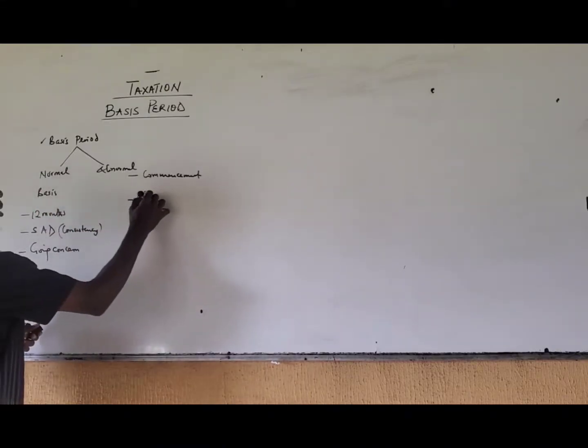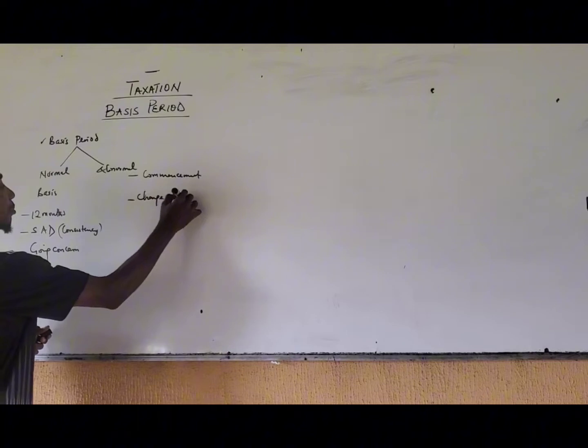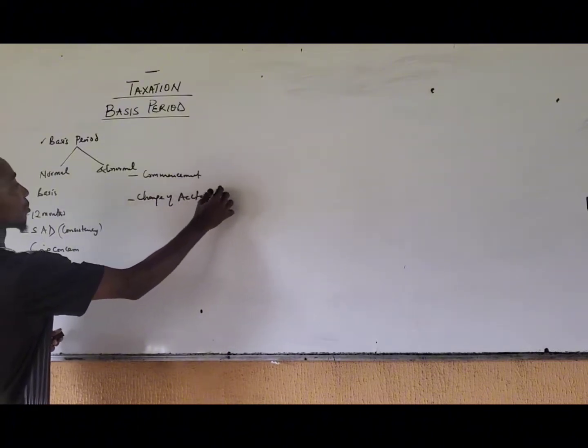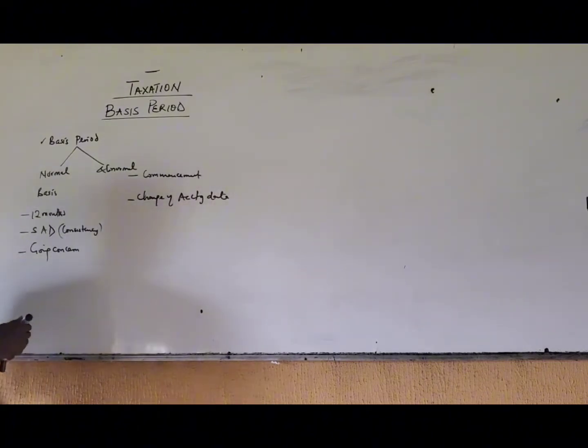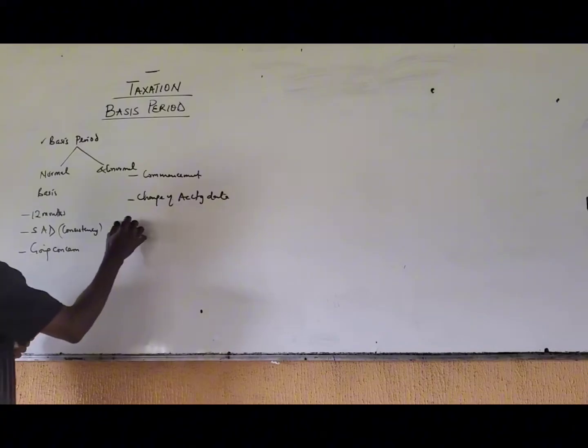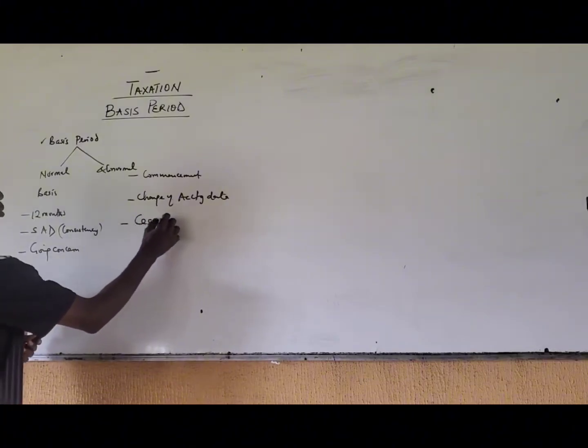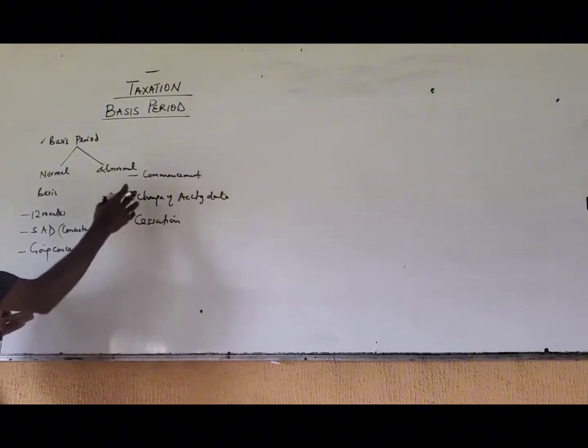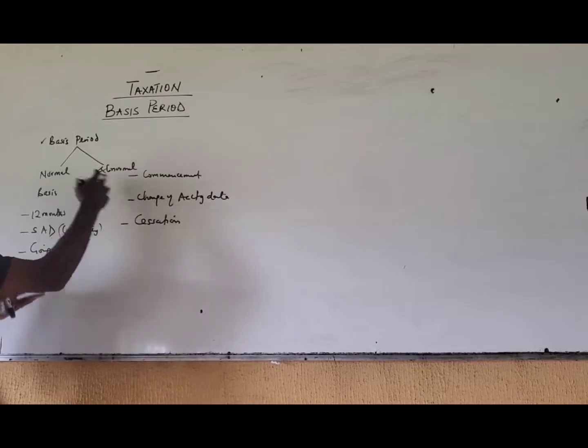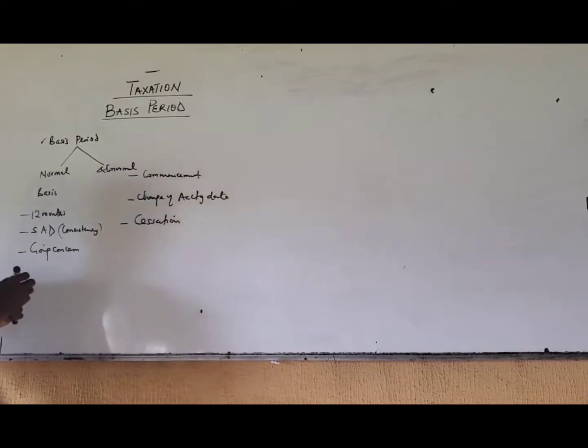Then change of accounting dates. When a business alters the accounting date, maybe as a result of government regulations or uniformity with their foreign partners and all of that, it may also lead to another form of abnormality. Then cessation. So, in fact, the opposite of normal basis are the abnormal basis.